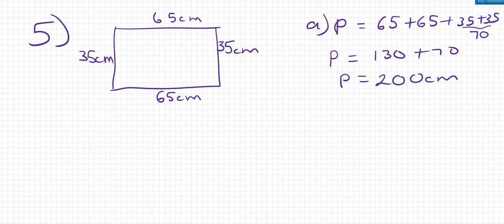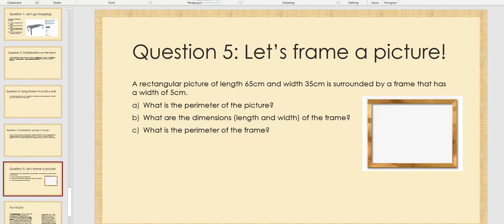So remember, we have just found the perimeter of the picture. Now B asks us, what are the dimensions, so the length and width of the frame. Now remember, this is really important information here. The width or thickness of that frame, in terms of how wide it is, is 5 centimeters. Okay, that's really important.